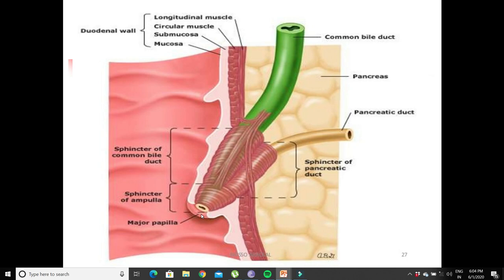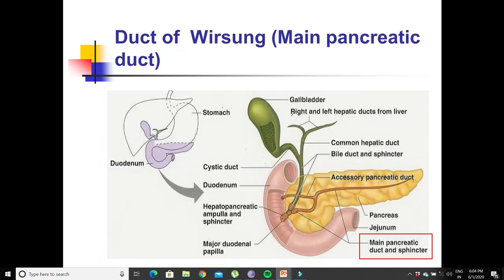While the accessory pancreatic duct of Santorini begins at the lower part of the head, and it opens at the minor duodenal papilla. Okay, major and minor. So we can see here once again the main pancreatic duct, that is joined by the bile duct, and they open into the duodenum, and that is the hepatopancreatic ampulla of Vater. And here comes the accessory pancreatic duct. It opens, and here it forms the minor duodenal papilla.